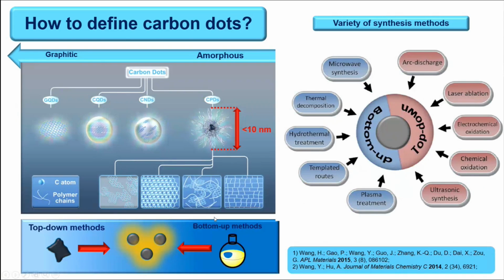In the studies, as was also said in the previous lecture, there is a variety of synthesis methods. We could use either top-down or bottom-up methods. Among them, the top-down ones could include arc discharge, laser ablation, ultrasonic synthesis, or chemical oxidation, whereas in bottom-up, which is more the synthetic approach, we could use various stimuli such as microwave or thermal deposition, hydrothermal treatment, or plasma treatment.